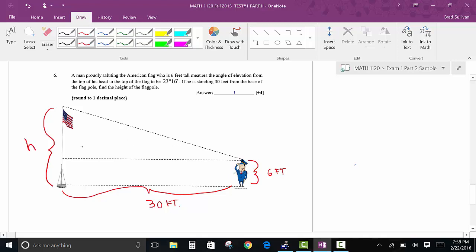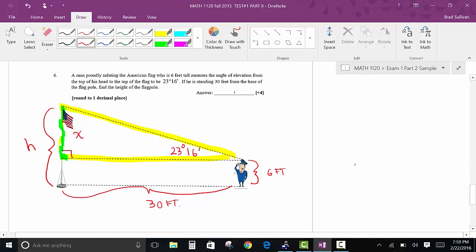I'll call that H. So what we have is a right triangle, and I'm going to look at this part of the right triangle right here. The only other thing that you were given is the angle of elevation. The angle of elevation from his eye all the way to the top of the flag is given as 23 degrees, 16 minutes. So what we can do is find this side of this triangle right here. I'm going to call this little piece X.